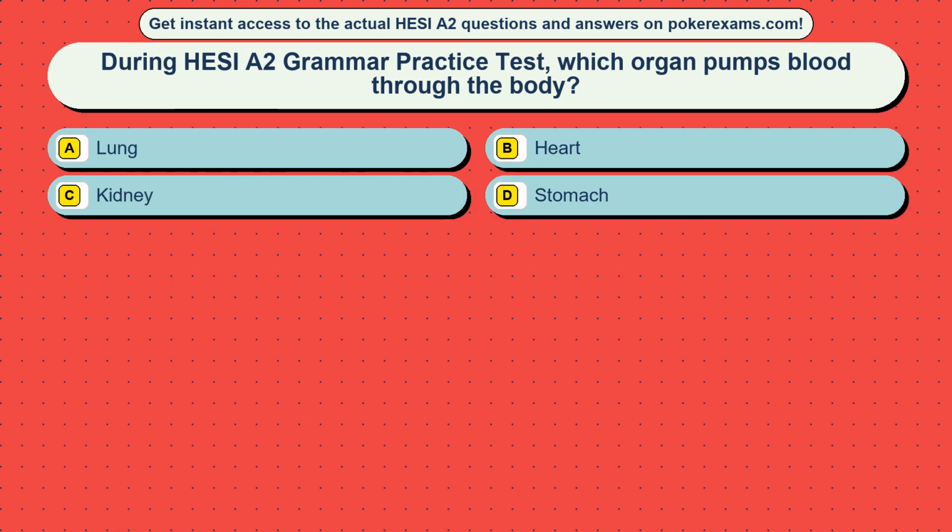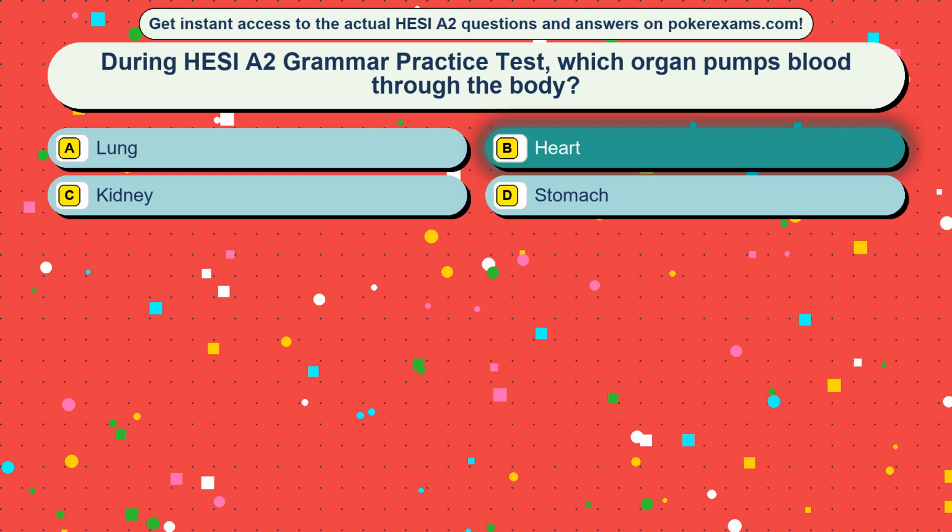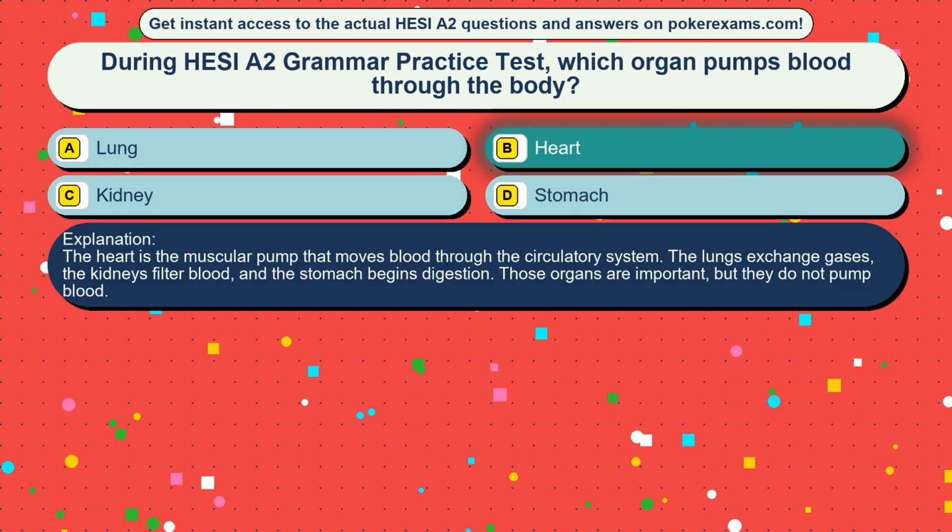Question 41. During HESI A2 grammar practice test, which organ pumps blood through the body? Option A lung, option B heart, option C kidney, option D stomach. The correct answer is option B, heart. The heart is the muscular pump that moves blood through the circulatory system. The lungs exchange gases, the kidneys filter blood, and the stomach begins digestion. Those organs are important, but they do not pump blood.